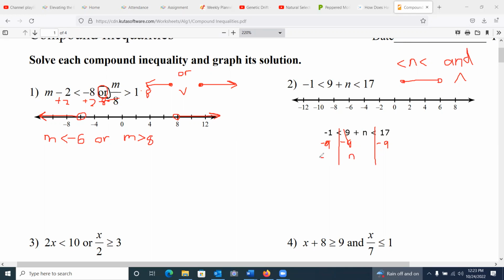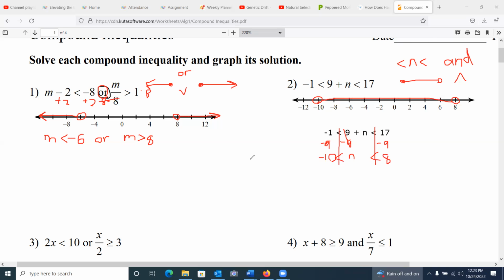Negative 1 minus 9 is negative 10. 17 minus 9 is 8. And I'm going to keep my inequality signs from before. So negative 10 is less than n, which is less than 8. Or you can think, since n is between those, n is between negative 10 and 8. So here's negative 10, here's 8. Both open circles, because my inequality signs could not be equal. And so n is between those. It's bigger than negative 10, it's less than 8. So my graph would be something like that.